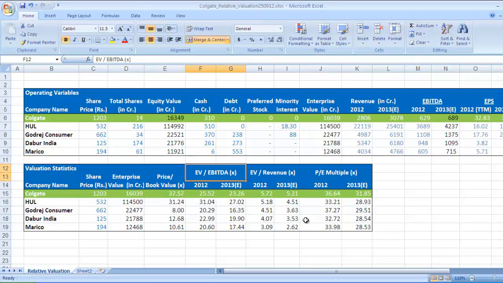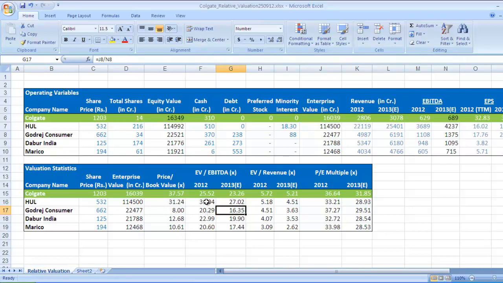Okay, EV by EBITDA. This multiple is very important. It works like P by E, or say EBITDA PE. If you check, in the numerator the price is given by the market, and EPS is what the company earns. So this is basically per share, but EV by EBITDA is done enterprise-wise. If you check this, the highest one I would again say is the overvalued one. In this case also I would say again Godrej Consumer is undervalued.